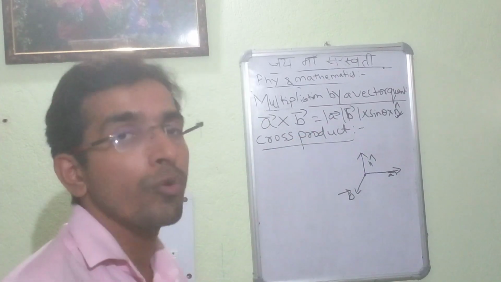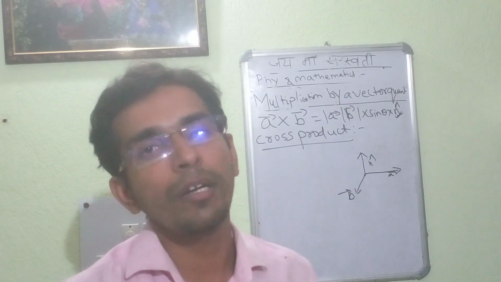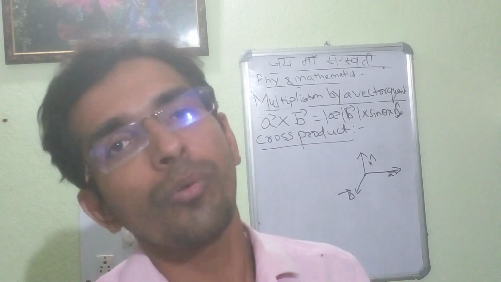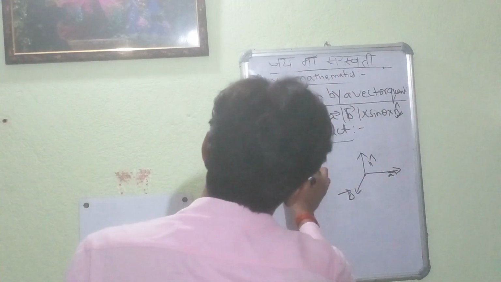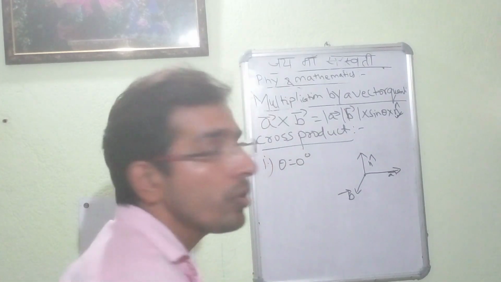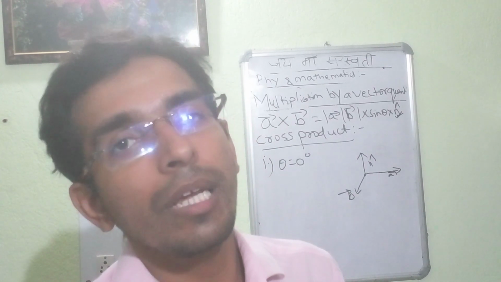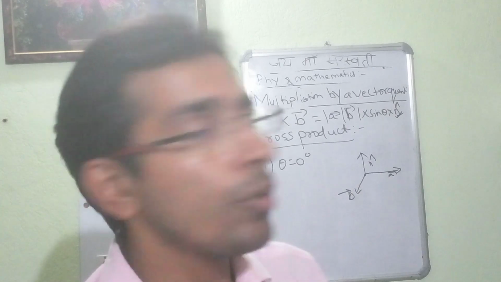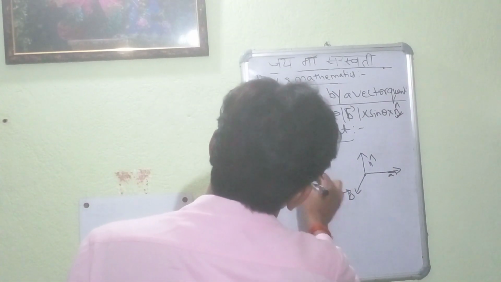And the cross product of two vectors, A cross B, is equal to magnitude of A into magnitude of B into sine theta into n hat. We will be seeing some conditions here. When theta is equal to 0 degree, that means both the vectors are parallel. In that case sine 0 is 0 and the magnitude of A cross B will be equal to 0.